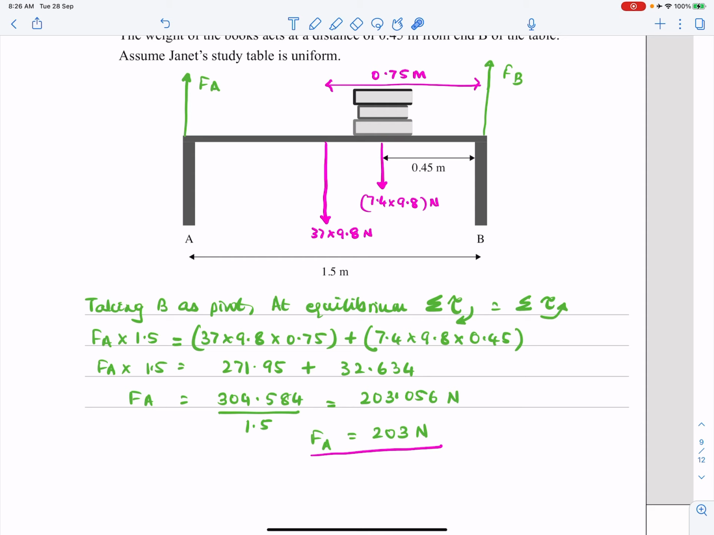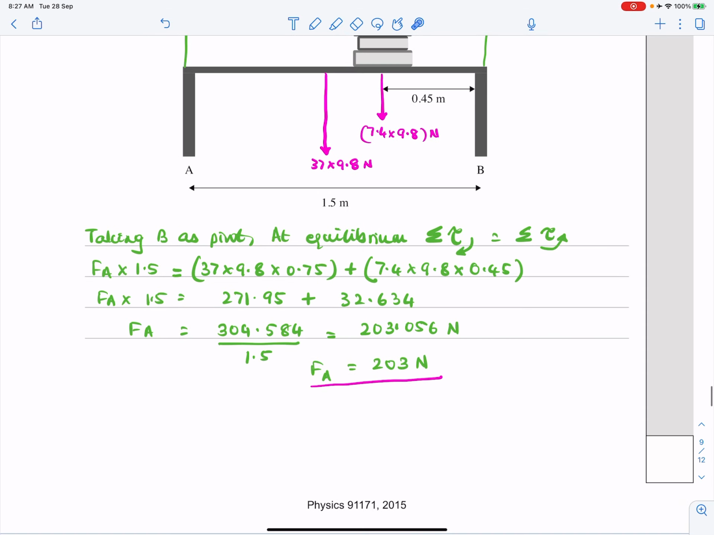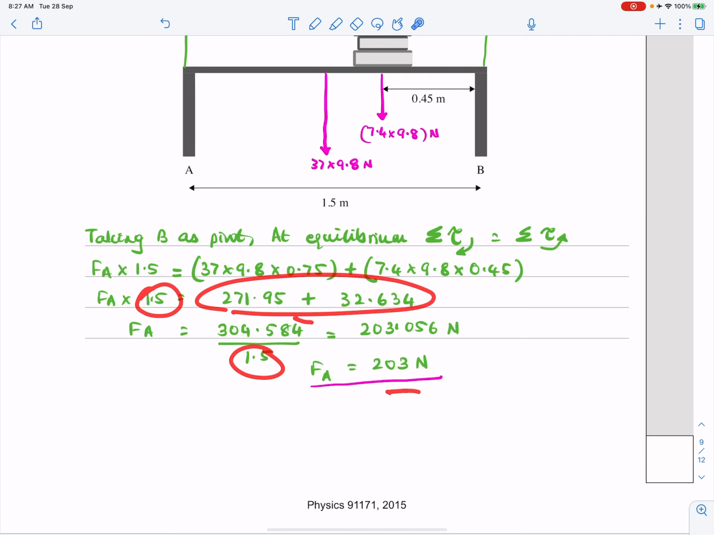Those are your torques. Okay, so that's what I've done. So FA times 1.5. Torque is force times distance. So that's your force times the distance plus the other force times its distance. And then you do that and you add these two, you divide by the 1.5, and you end up with the answer.